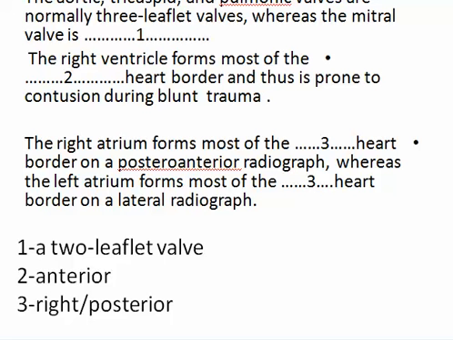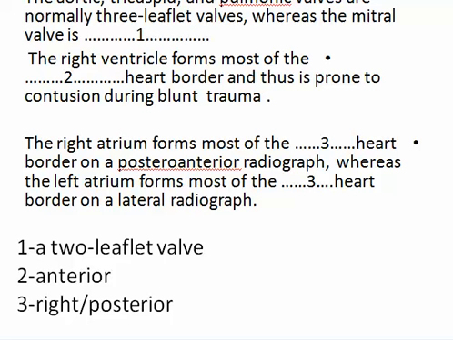The aortic, tricuspid, and pulmonary valves are normally 3 leaflet valves, whereas the mitral valve is a 2 leaflet valve.